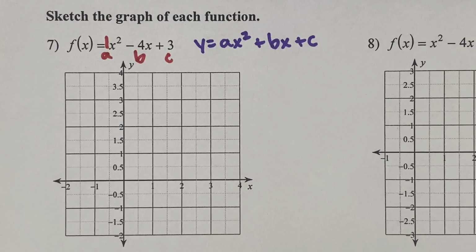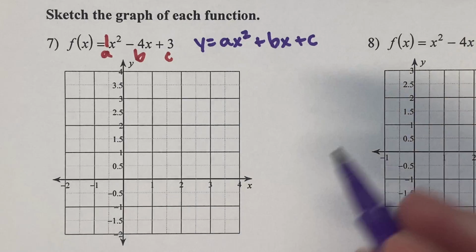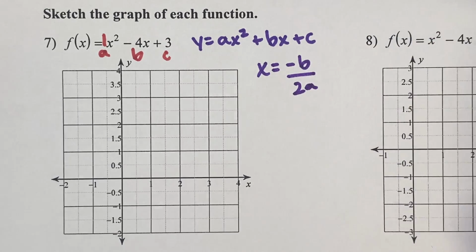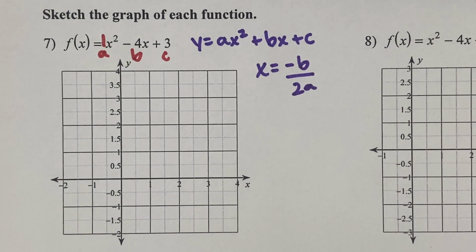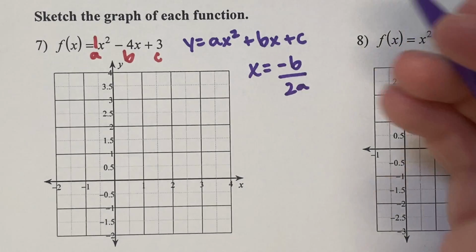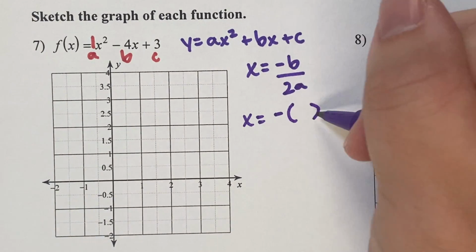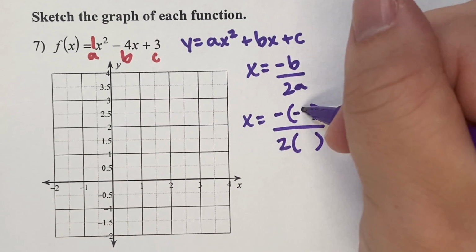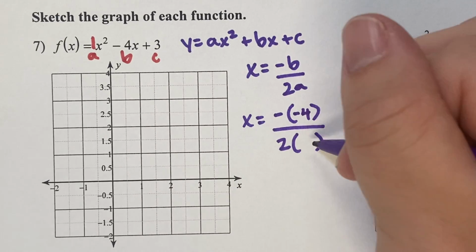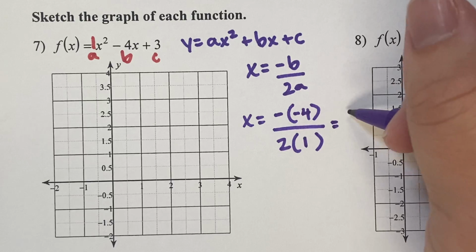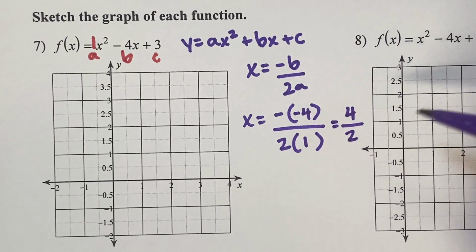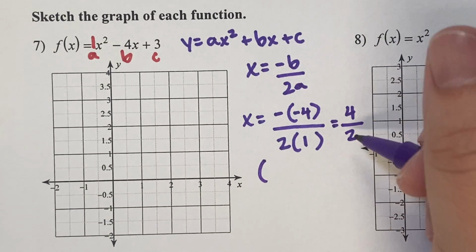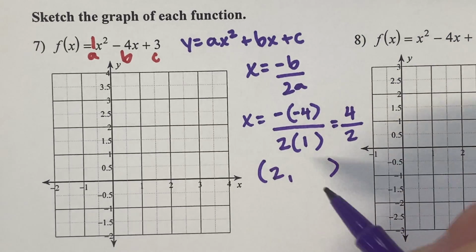This helps us because in order to find the vertex of this quadratic function, we have to find the x part first, which is negative b divided by 2 times a. So we plug in what we know. My b is negative 4, a is 1. The double negative on top turns to a positive, divided by 2 times 1, which is just 2. 4 divided by 2 is 2, so that's the x-coordinate of our vertex. We still need the y part.